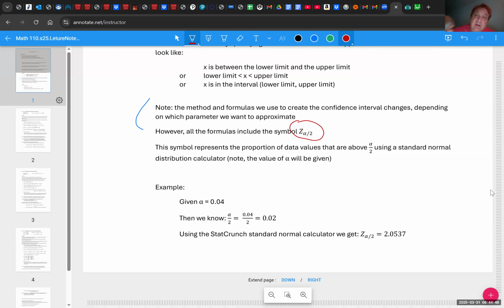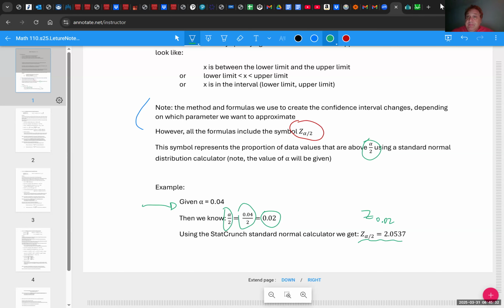So here's an example. Suppose we are given an alpha value, a significance level of 0.04. That's alpha, 0.04. So alpha over 2 would just be 0.04 over 2. And 0.04 over 2, you can use a calculator, or you can just take half of 4 cents, which is 2 cents. So alpha over 2 is 0.02. And then we can use our StatCrunch standard normal calculator to find z alpha over 2, which is going to be z of 0.02. And I'll show you how to do that.